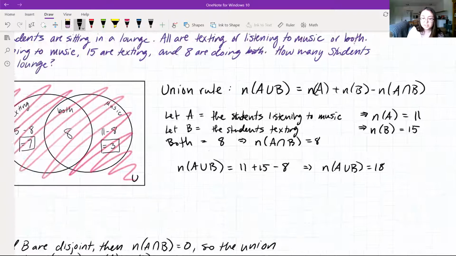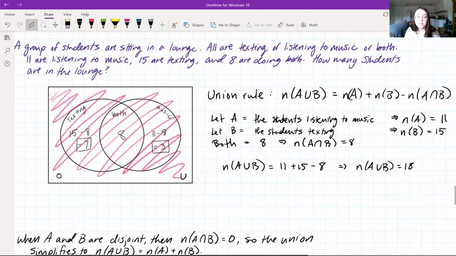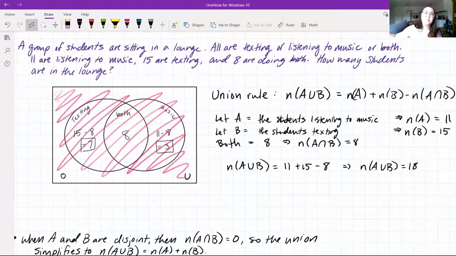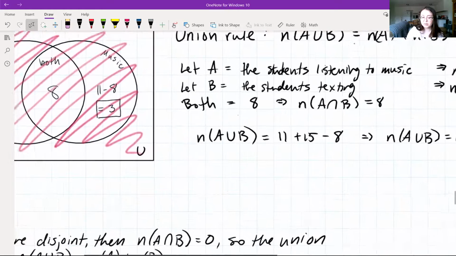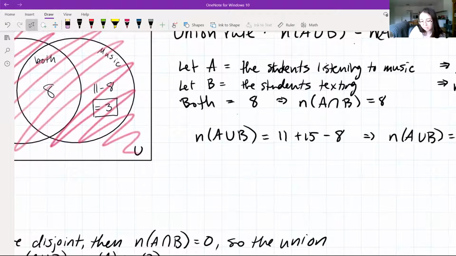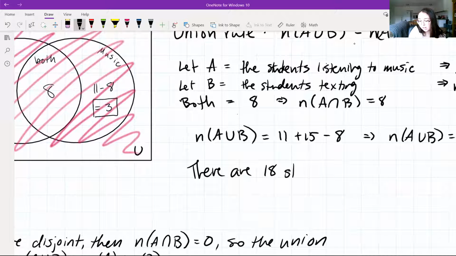So our final answer, because we want to know how many students are in the lounge, so how many people are all there, means our union, which is what we're solving for. So we can say there are 18 students in the lounge.